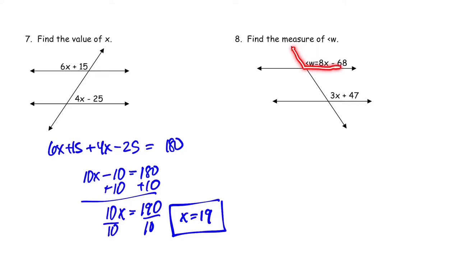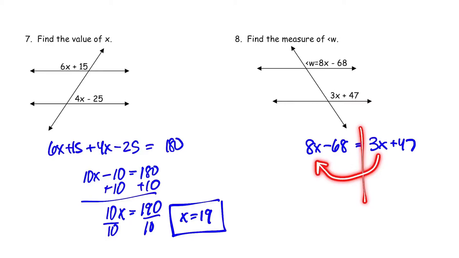This angle here clearly is obtuse. Look at the shape of that one compared to the shape of this one. Also obtuse. See, these two are the same shape. Therefore, these two will be equal to each other. I got 8x minus 68 equals 3x plus 47. So variables are on different sides. Move the smaller one over. Take this number, move it over here.